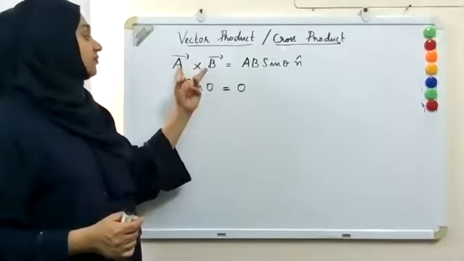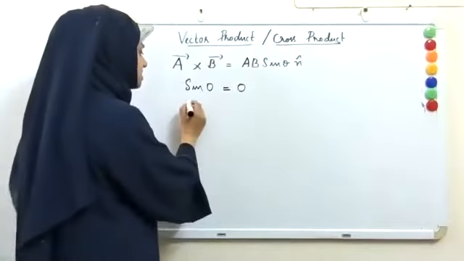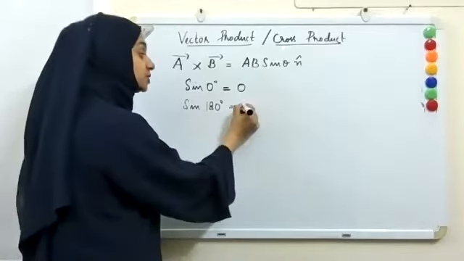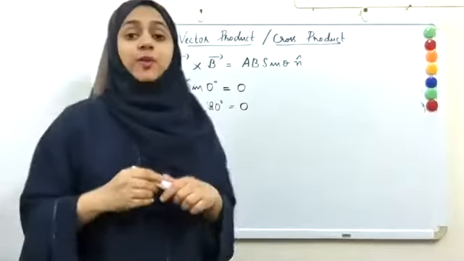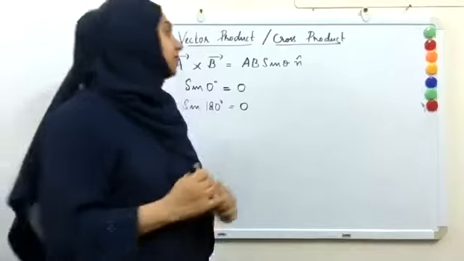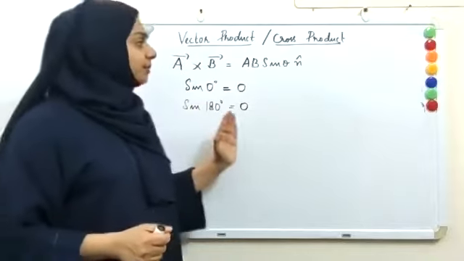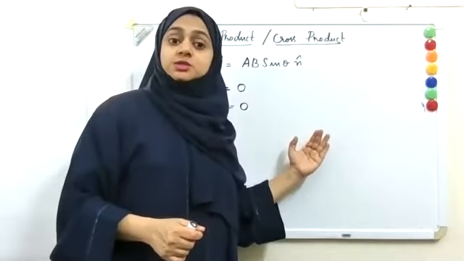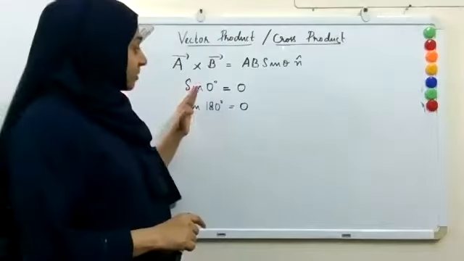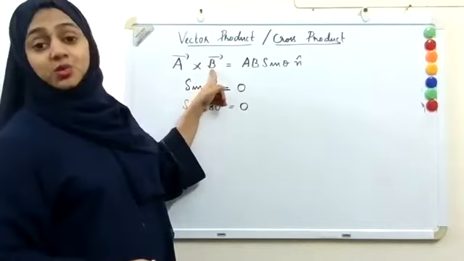You can say that if two vectors are in the same direction, if they are parallel, their cross product is 0. What about sine 180? What is sine 180? That's also equal to 0. So if two vectors are in the same direction or if they are in the opposite direction, their cross product will be equal to 0. You may be given two vectors and you will be asked to find whether they are parallel to each other or perpendicular to each other. If they are parallel to each other, that means they are in the same direction, their cross product will be equal to 0.